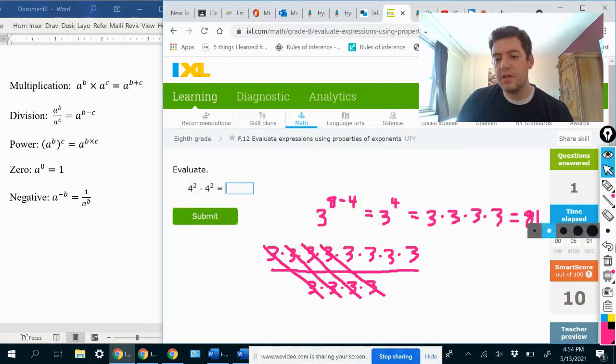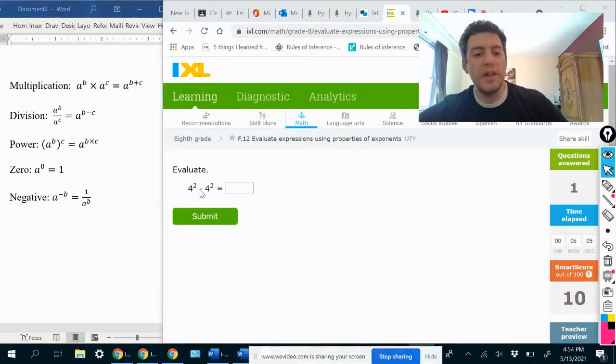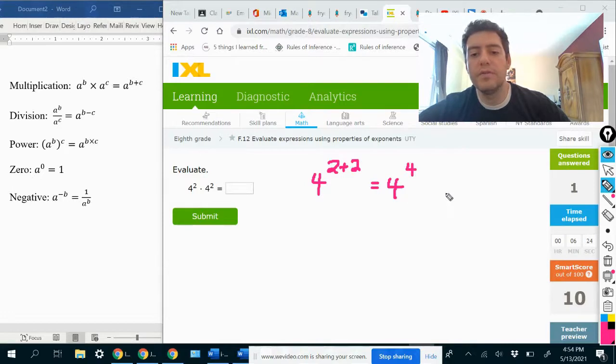All right, 4 to the second times 4 to the second. So we're multiplying here. We can use this rule that says if we're multiplying, we need to add the exponents. So to do this, we could do 4 to the 2 plus 2 power, because this is 2, and then I have another 2 over here, which is 4 to the 4th. Okay, right? 2 plus 2 is 4. And that just means 4 times 4 times 4 times 4.